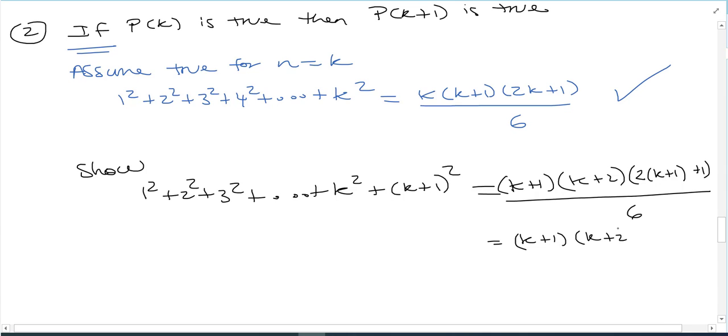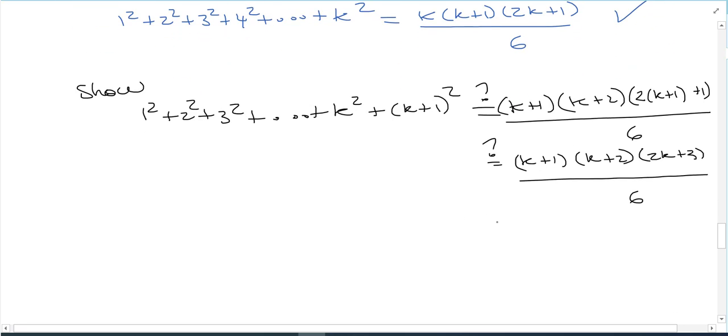So I have k plus 1 times k plus 2. What is this? 2k plus 2 plus 1. So 2k plus 3 all over 6. Okay, so this is what we want to show. So right now I'm going to put question marks.